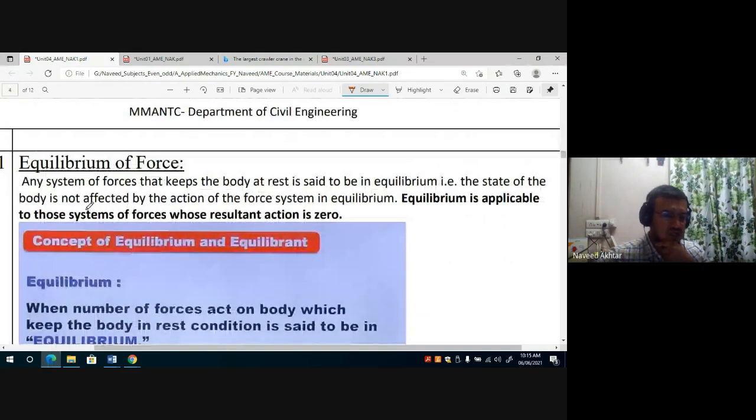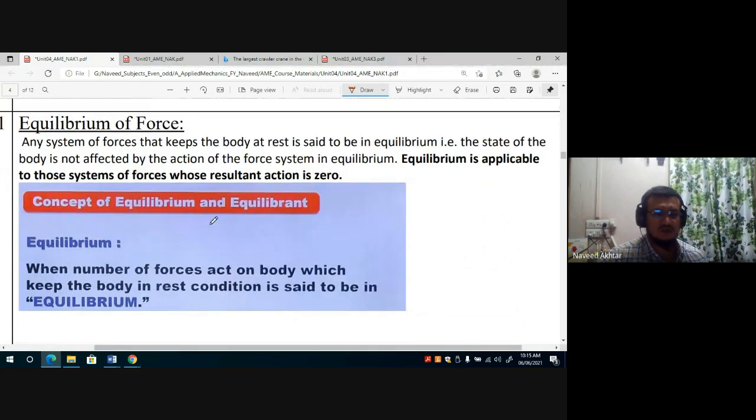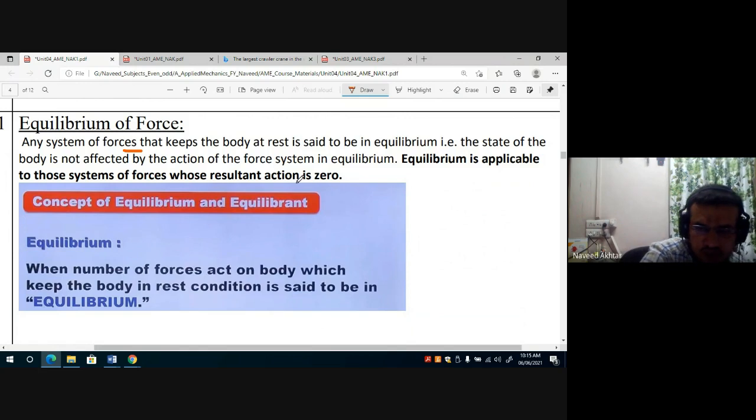Now we will come to the equilibrium of force. What is the equilibrium of force? Any system of forces that keeps the body at rest is said to be in equilibrium. That is, the state of the body is not affected by the action of the force system in equilibrium. Equilibrium is applicable to those systems of forces whose resultant action is zero.